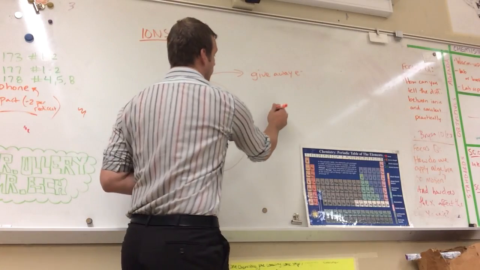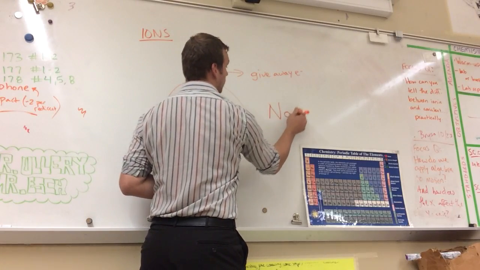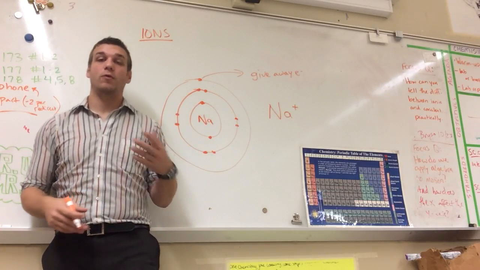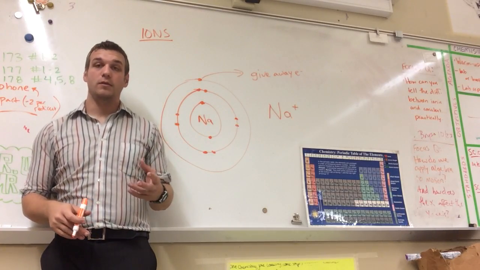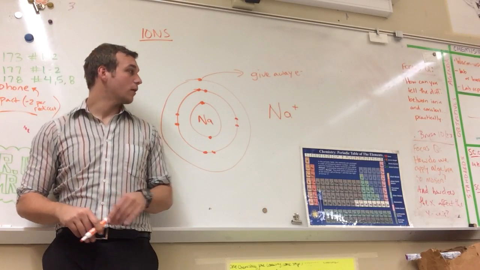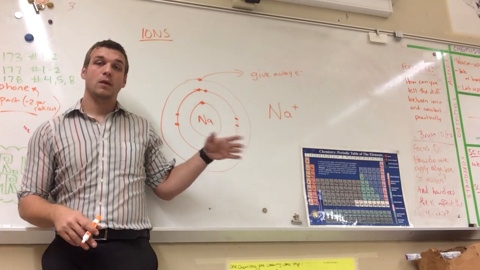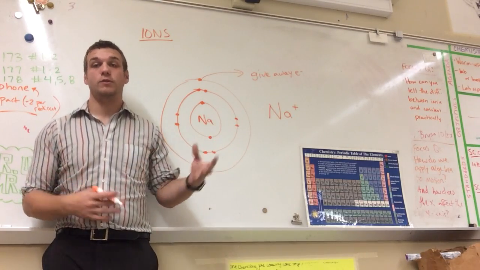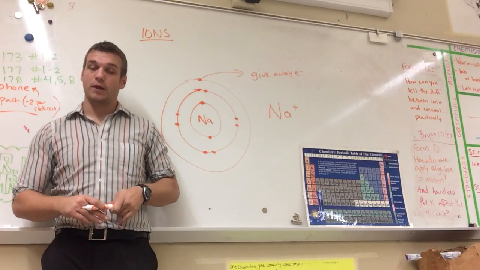Which we would write as sodium, positive 1. It's positive 1 because we have 1 more proton than we do electrons. We have 1 more proton than we do electrons. So that's where all this is coming from. Right now I'm going to show you which ones are positive 1, positive 2, and so on, by looking at the periodic table.